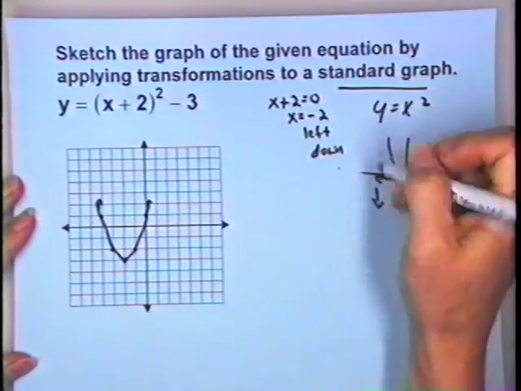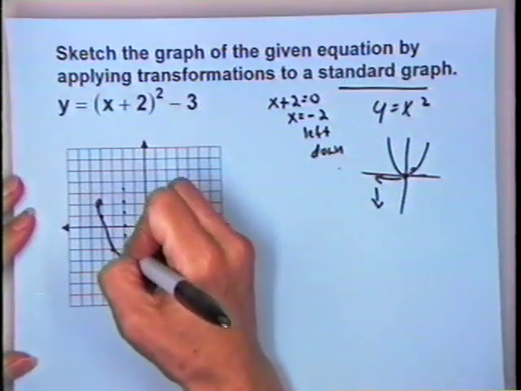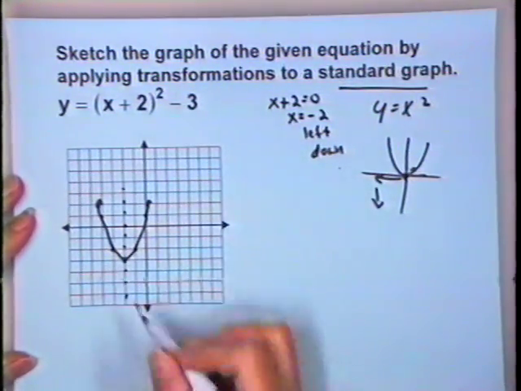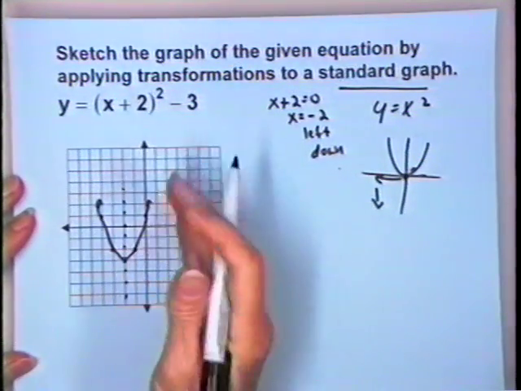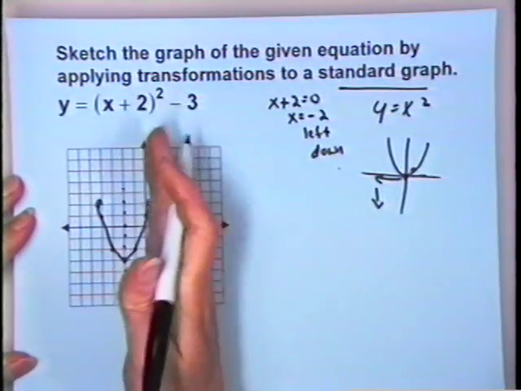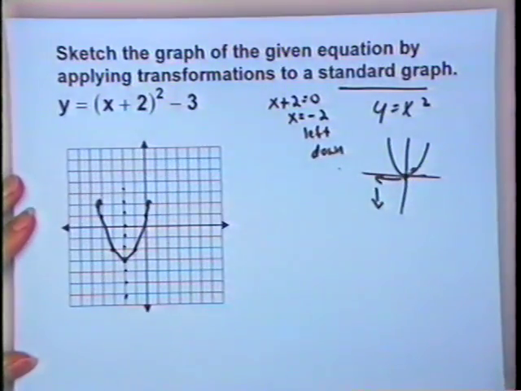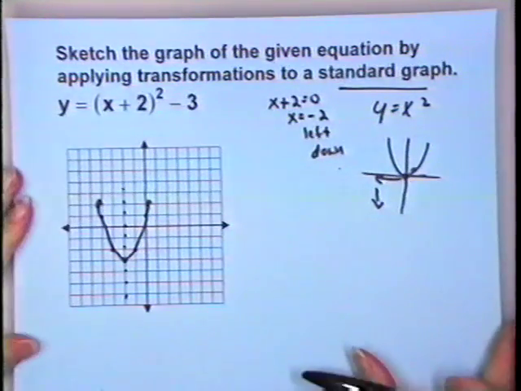Notice when I shifted to the left and down, I'm going to put in a little dotted line here. Notice my new graph still has symmetry, but the symmetry has been shifted over to the left 2 units. Okay? We'll talk more about this in our next lesson on quadratic functions.